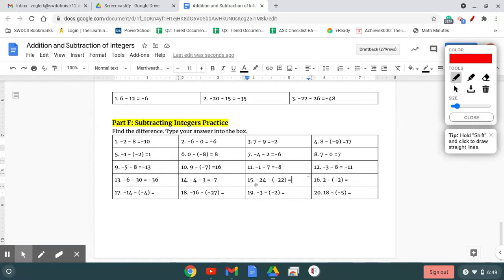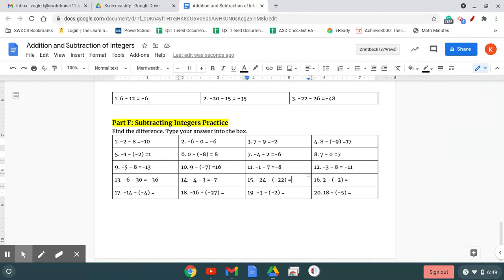Okay, again, you should have realized you have two negative signs touching. We turn that into a positive. And now we have negative 24 plus 12. It's two different signs. Different signs you subtract and keep the sign of the bigger number. So when we subtract 24 minus 22, we get 2. And then we look at what's bigger. Is 24 bigger or is 22? 24 is bigger and 24 is negative. So our answer is going to be negative 2.